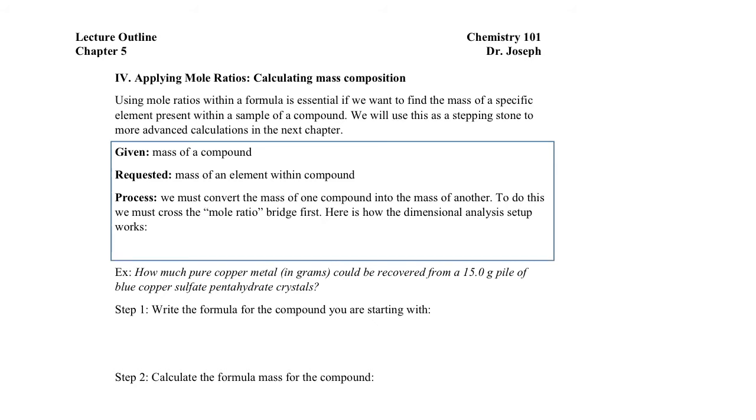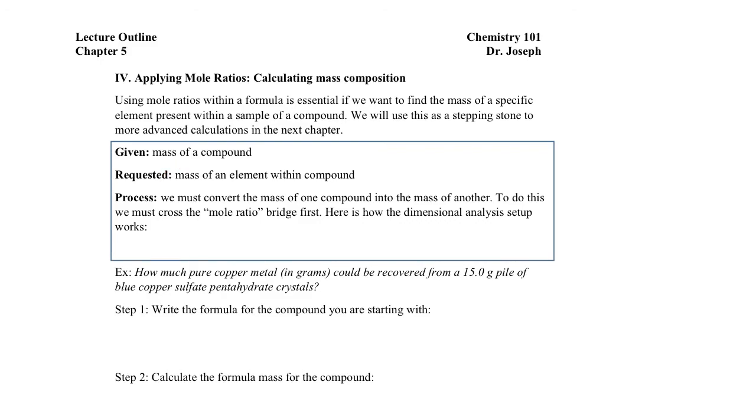I refer to this as calculating mass composition because we're trying to find the mass that one component of this compound has in a given sample. We can use mole ratios from a formula to help us do it. Now I've outlined the steps up here in this box, which is basically we're given the mass of a compound and we're being asked what is the mass of an element within that compound.